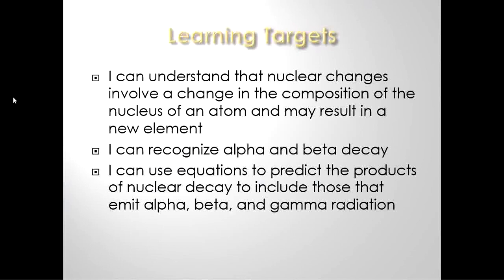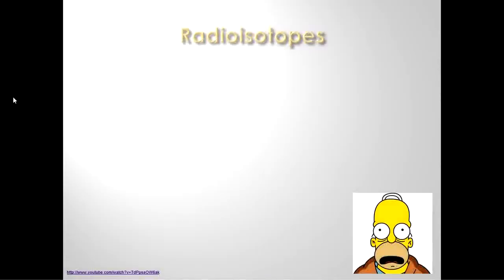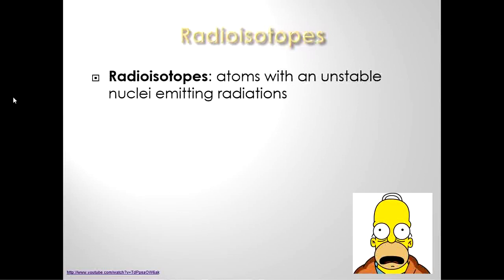Now, previously we talked about isotopes. What is an isotope? An isotope is an atom that has a different amount of neutrons, which then affects the mass number. And keep in mind that all elements have isotopes. And so in nuclear chemistry, we're talking about radioisotopes, isotopes that emit radiation. So radioisotopes are atoms with an unstable nucleus emitting radiation. When atoms have an unstable nucleus, they have all this energy built up inside, and the only way it can let it out is through radiation.